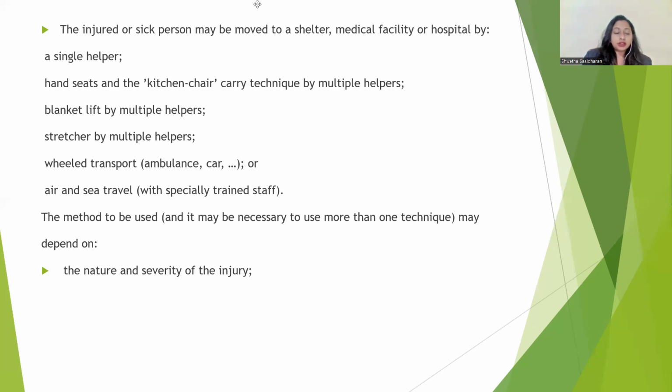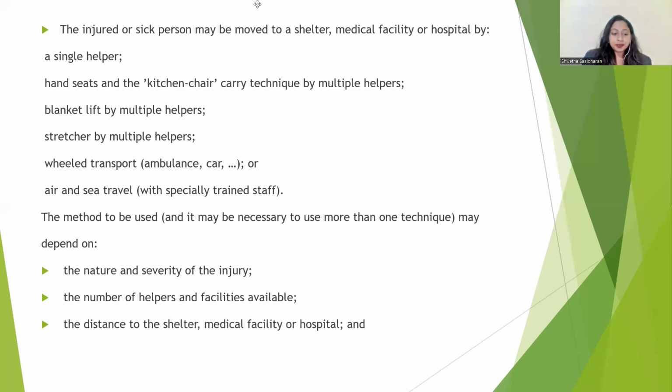If the person is not so heavy, in the medium range, we can easily use two helpers. If they are much heavier, then we have to think about different areas or places where we can use multiple helpers. The number of helpers and facilities available also lets us make a judgment on which technique we will use to transport the patient or casualty. The distance to the shelter, facility or hospital is also very necessary.